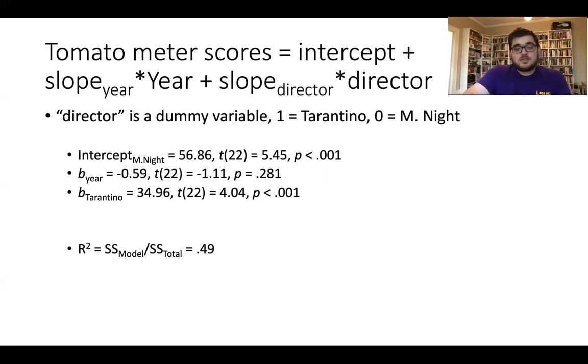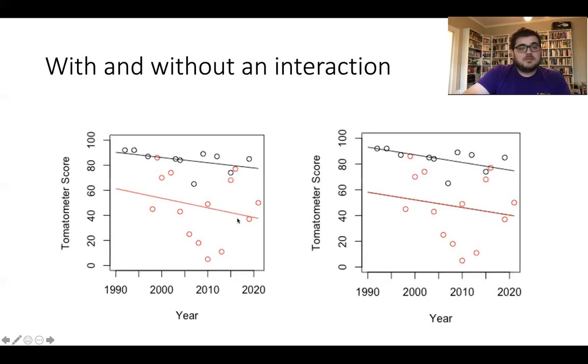So if we were doing research on do directors get worse over time, we wouldn't be able to conclude that, but we would be able to conclude that Quentin Tarantino is a better director than M. Night Shyamalan if you count tomato meter scores as a definitive measure of who's better. You can debate that all you want.